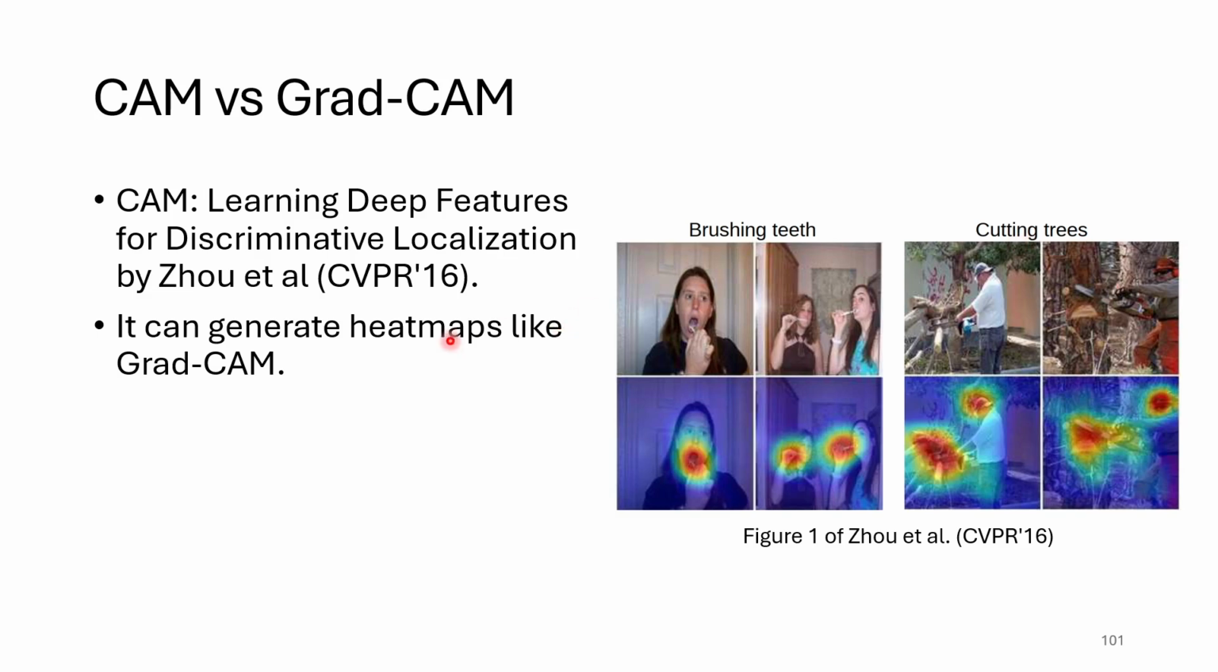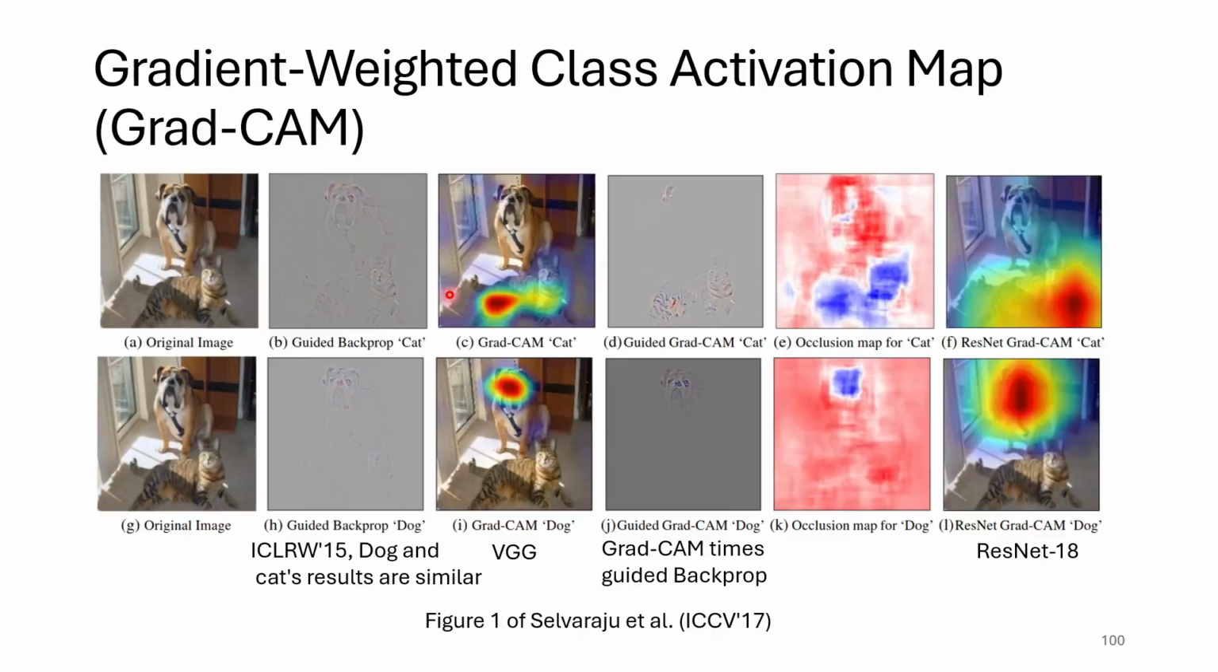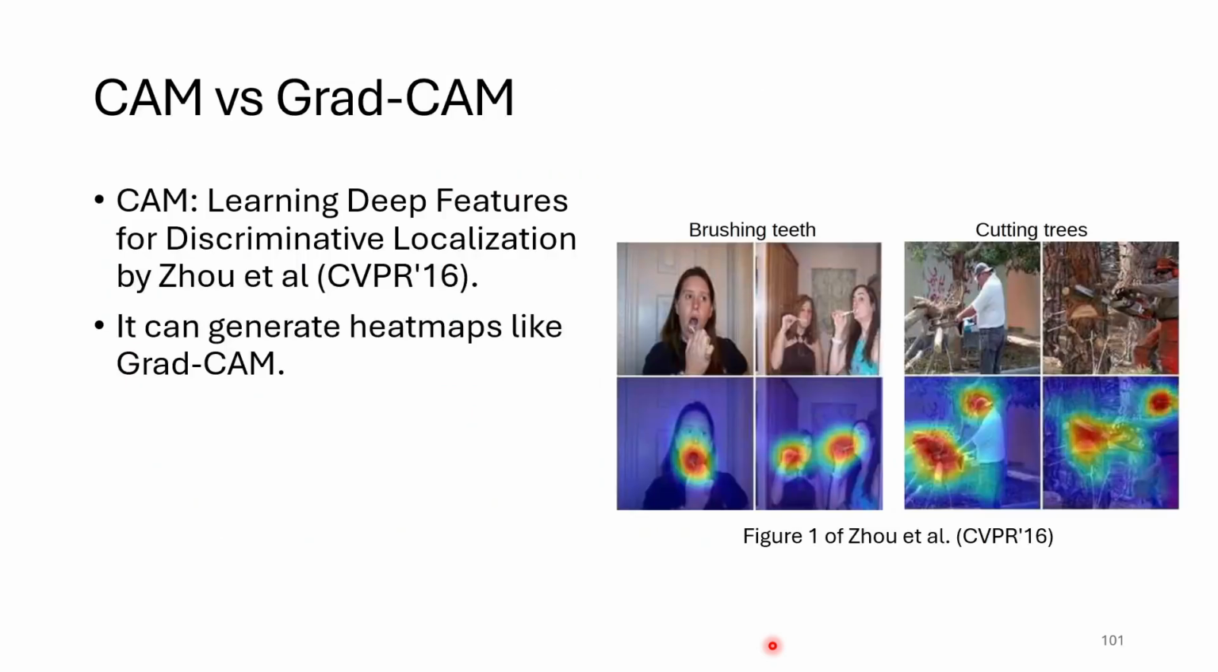Okay. And take a look here. CAM was published in CVPR 16, and Grad-CAM was published in ICCV 17. So it is a gap of 1.5 years. So if we need to know what Grad-CAM is, we need to know what CAM is, because it was the earlier method, and Grad-CAM is a modification of CAM. So let's take a look at CAM at first.